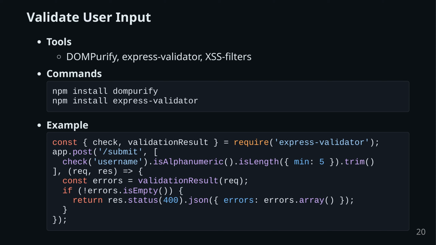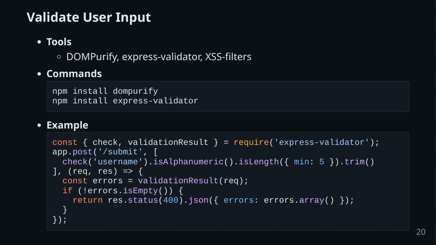JavaScript: const { check, validationResult } = require('express-validator'); app.post('/submit', [check('username').isAlphanumeric().isLength({ min: 5 }).trim()], (req, res) => { const errors = validationResult(req); if (!errors.isEmpty()) { return res.status(400).json({ errors: errors.array() }); } }). In this example, we make sure that the username field contains only alphanumeric characters and that it has a minimum length of 5 characters. We also trim any extra spaces from the input. If there are any validation errors, the request is rejected and a response is sent with the status code 400, along with a JSON object detailing the errors.